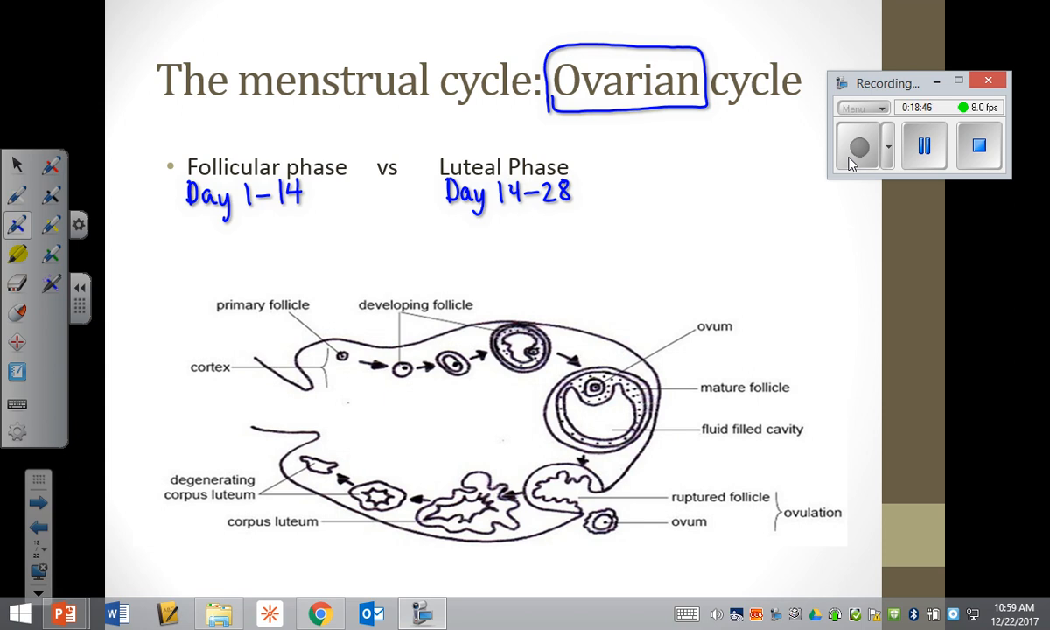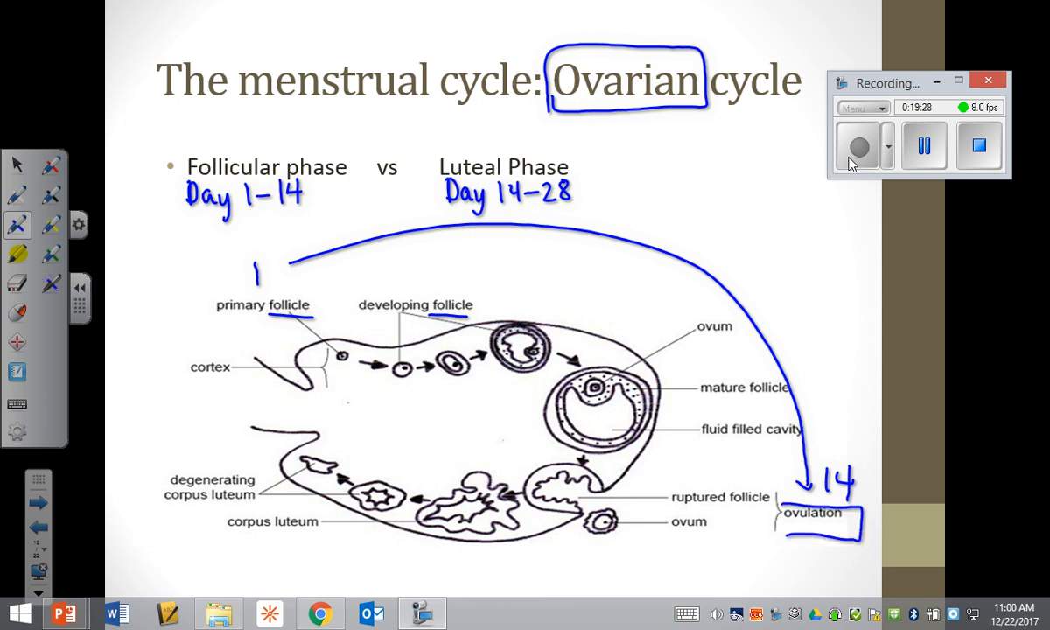Now, the picture is organized in chronological order, as if we were looking at a clock. So if I start here, there's about day 1. Around here is about day 14. Between day 1 and day 14, you can see on the picture that the follicle is developing. It goes from being very small to a bit bigger to being a follicle where you can actually see an ovum inside of it. And on day 14, ovulation should occur. Should.